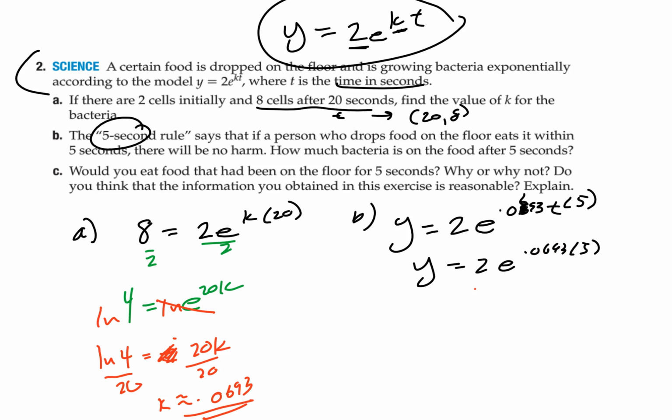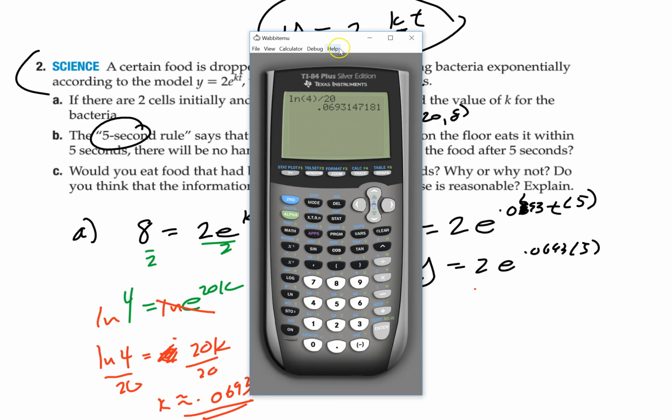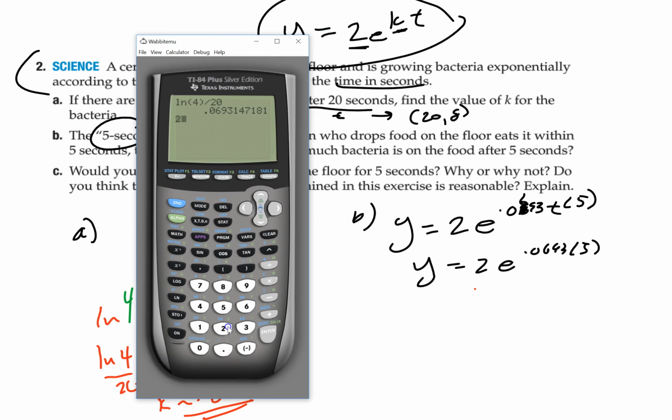Sounds like the job for a calculator. So 2 times e. Now I'm actually just going to use the answer I have up here. Look at all this. That's still in there, so I'm going to use that, times it by 5. And we get about 2.82 bacteria.